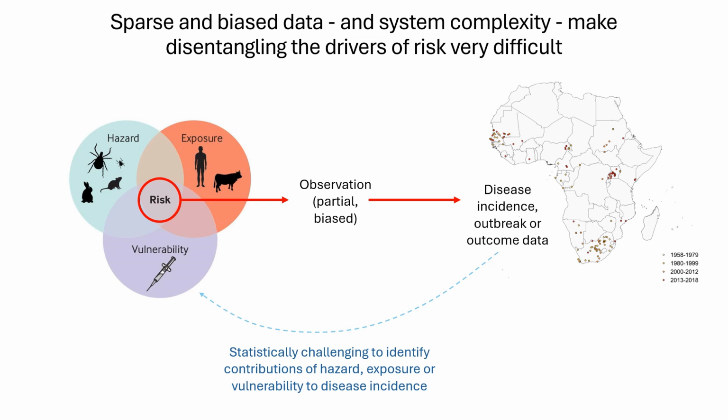And ultimately, some proportion of those may get reported to case surveillance systems and then make their way into our disease incidence or outbreak or kind of outcome data that we have to study. This map shows the distribution of CCHF outbreaks across Africa over the last 70 years or so, showing that it's very sparse and patchy, and we know that a lot of that is driven by spatial bias in reporting.